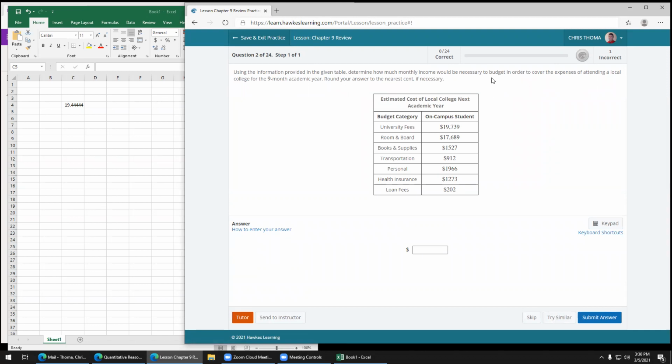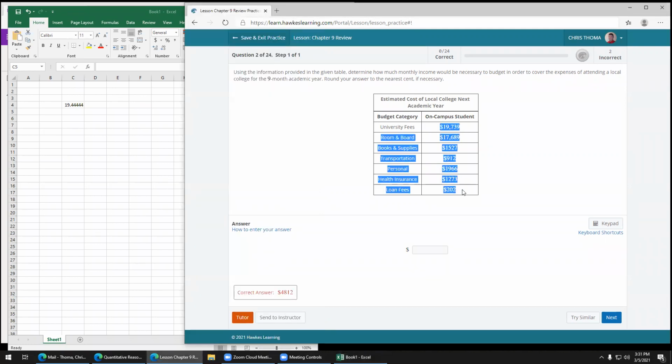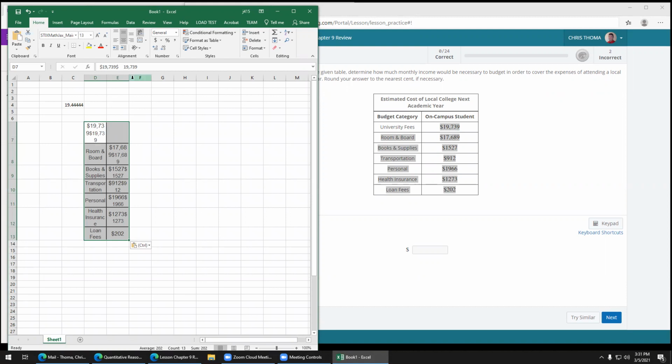Same type of problem. And now what do we determine? How much money is necessary to budget in order to cover expenses for attending local colleges? So this one we should be adding all of the numbers that go into anything to do with the university. Since it's estimated costs for all of it, we just have to add all of these numbers up. So again, see if we can copy and paste just to save time. Let's see if it does. Yeah, it did that weird double paste again.